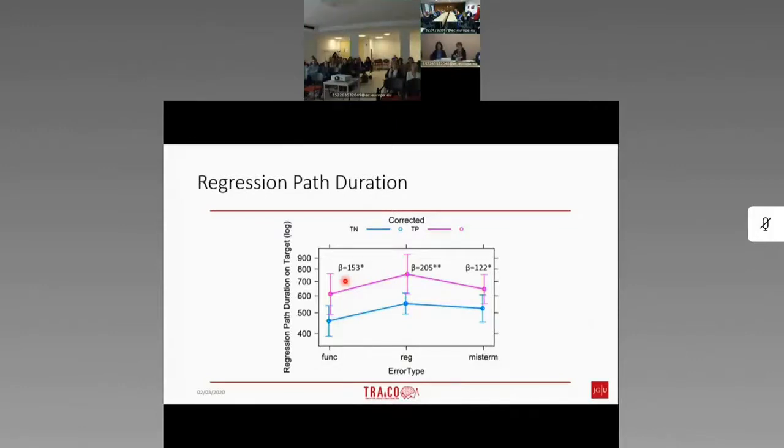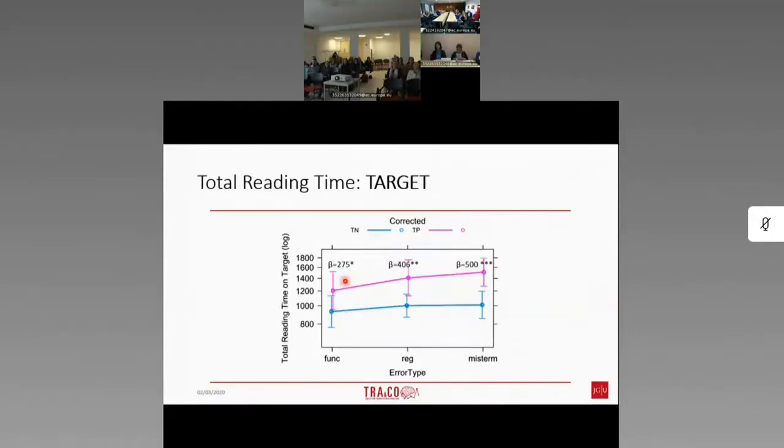So, total reading time. Let's have a vote. Who thinks there's going to be a difference? A hierarchy? Come on. Nobody. Who thinks it's going to be flat? Show of hands. You can only be wrong. Okay, so once more. Who thinks there's going to be a difference? And who thinks it's going to be the same? You're right. Total reading time on the target words: again, absolutely no difference. You see numerical differences, but these are not statistically significant.